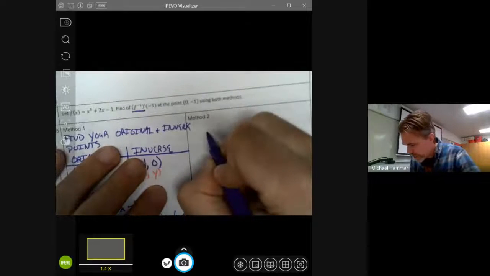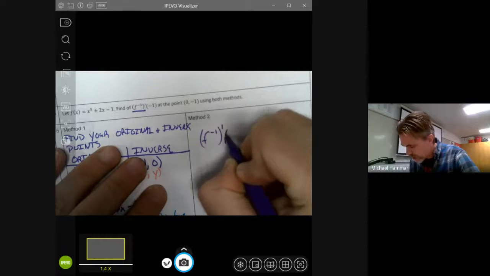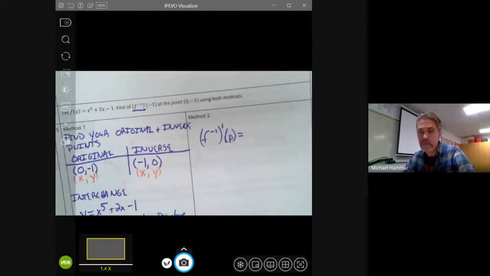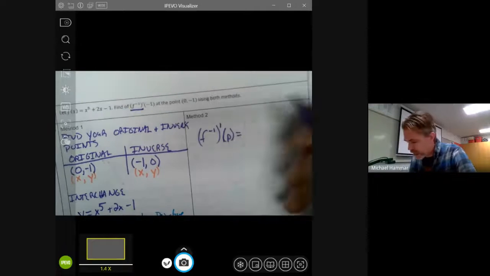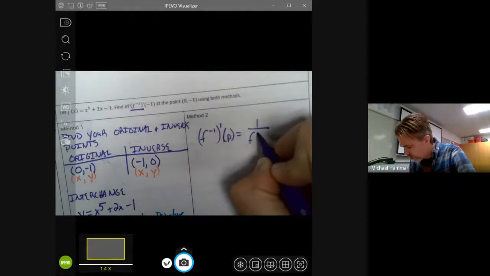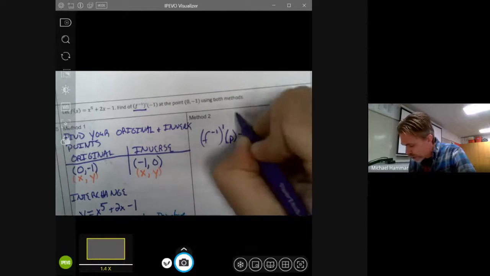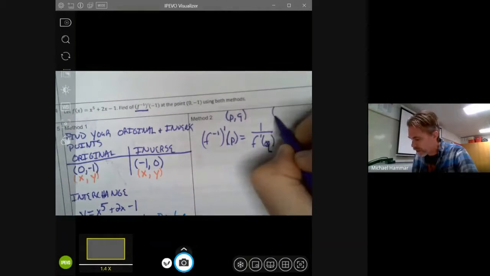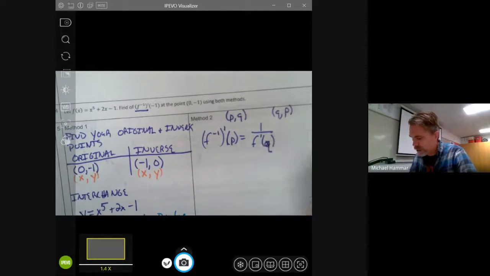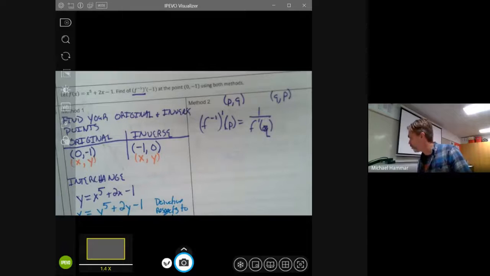And what that idea says is that f inverse prime at p, so the derivative of the inverse at p, is the same as 1 over the derivative of the function at q. And remember, q is our original point, and p is the inverse point. So here's how you go about doing that one, okay?